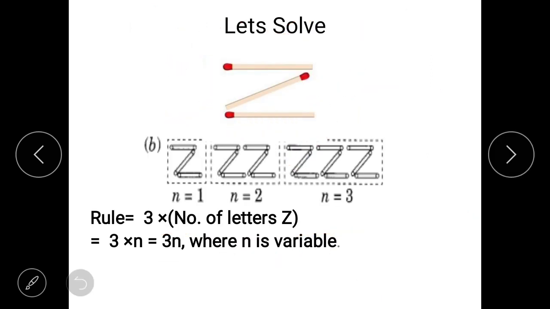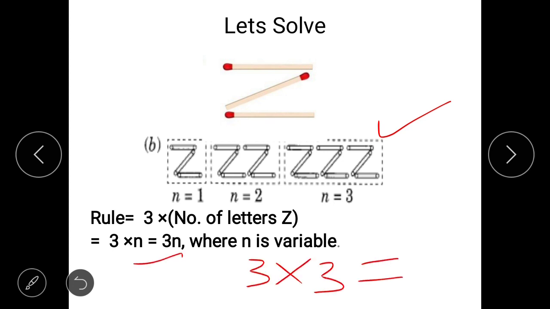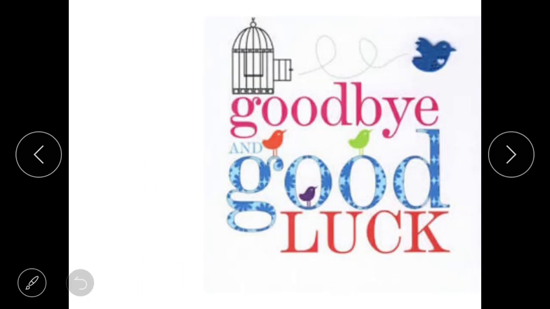Now here is another case, the number of mastics required for forming the letter Z. In the first case we need 3 mastics. If in the second case we have to form 2 Z letters, we need 3 multiplied by the number of letters Z, that is 3 multiplied by n, where n is the number of letters. For the third letter we need 9 mastics, 3 plus 3 plus 3, that is why 3 multiplied by n, that is 3 multiplied by 3, equals 9 mastics. So this is how we form a general rule. So this was all in today's lecture. Hope you understand.